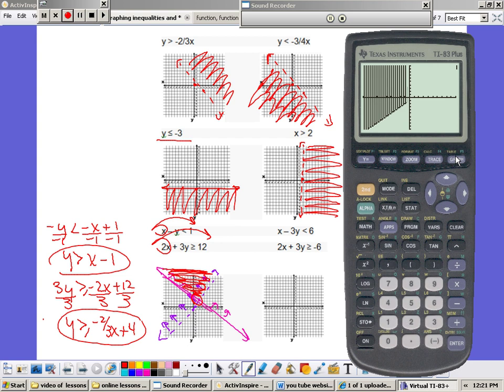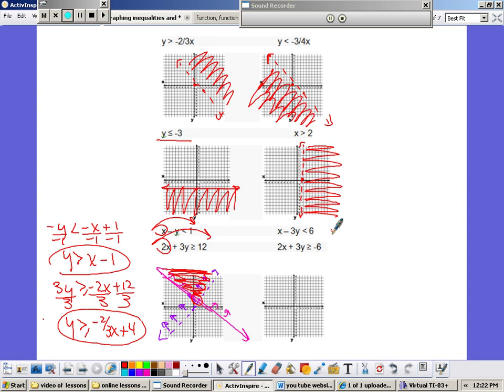Now they're going to shade everything, but you're going to see an overlapping where it's a lot darker where the two of them are. That's where the answer is. So the answer is here, and my answer was here. So your calculator can be a great use for you when you are doing these, because they can help you make sure that you're correct.